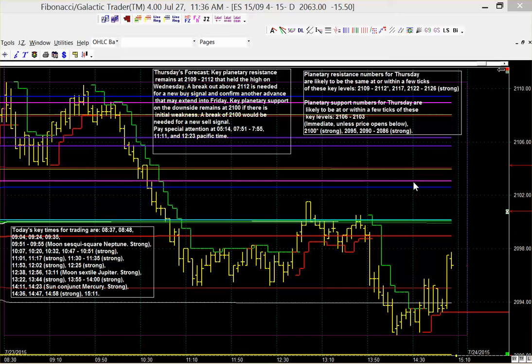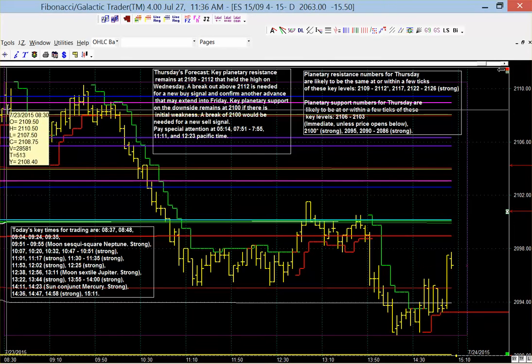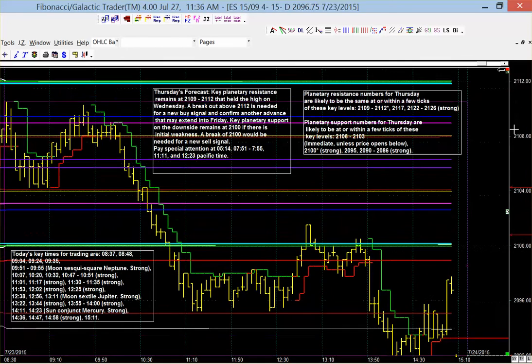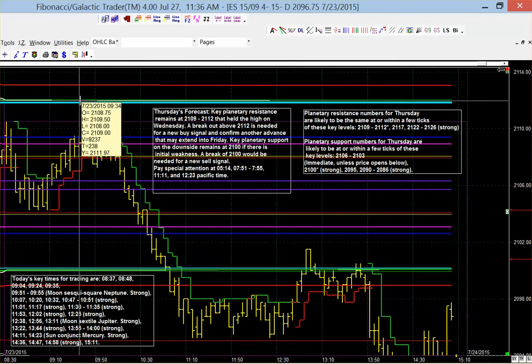And as you can see on the chart here, the high came in right at this key planetary resistance level at 2110.25, and it extended to 2112, which is actually based on the aspects to Saturn on this particular day, and that was at 2112.